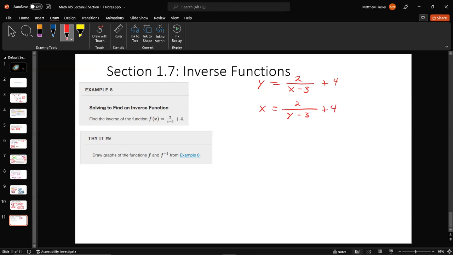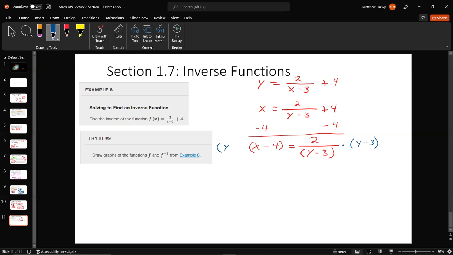All right, so what would we do first? Well, since we're adding 4, let's subtract 4, shall we? That's going to give me x minus 4 equals 2 over y minus 3. I have put those in parentheses just because I'm going to lock these two things together. Since I'm dividing by y minus 3, the way to get rid of that is to multiply by y minus 3. And we're going to multiply y minus 3 here.